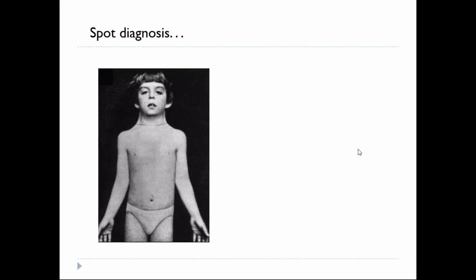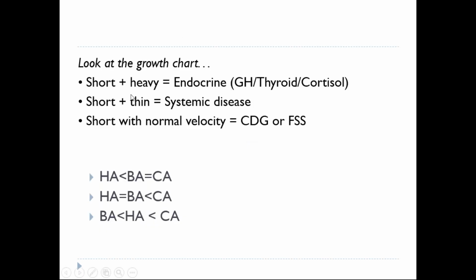We see a web neck also, yes, and a shield-like chest. Okay, a lot of you have answered that correctly. So this child, she's a female child. She has a shield chest. She has a cubitus valgus. She has a web neck. If you do her ultrasound, she will have a streak ovary. So this is a female child with Turner syndrome. Okay, so that's it. Just a repetition.